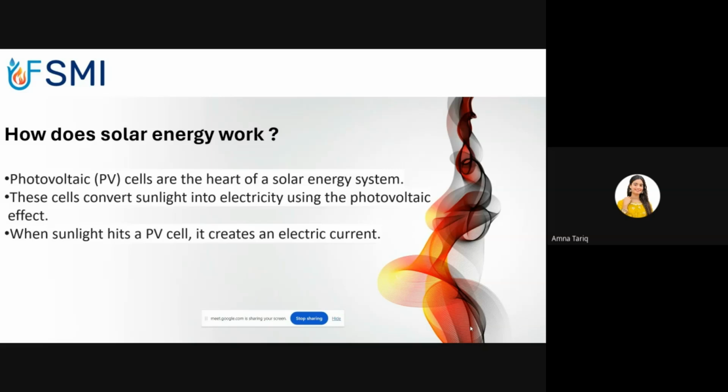So we see that the photovoltaic cell is the heart of the solar energy system. Without the photovoltaic cell, our solar panel cannot work. This cell converts sunlight into electricity using the photovoltaic effect. When sunlight strikes the plates of the photovoltaic cell, an electric current is created.